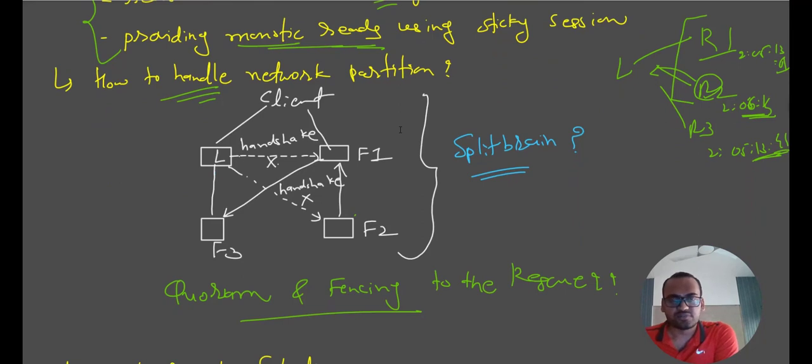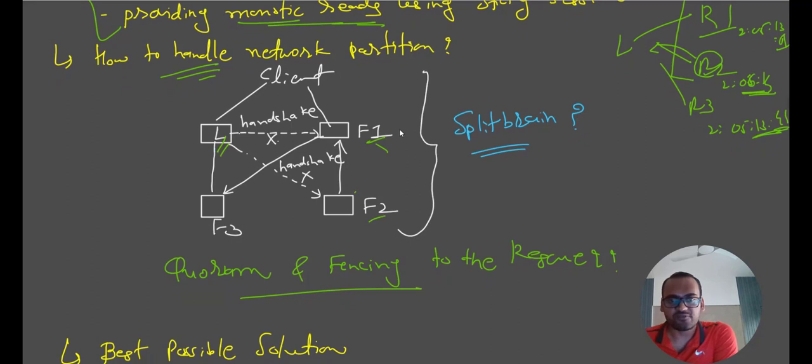Let's say I have a leader, follower 1, follower 2, and follower 3. Now, for whatsoever reason, the communication between the leader and followers 1 and 2 is broken. So the leader doesn't know where follower 1 is, doesn't know where follower 2 is, only the leader knows follower 3.